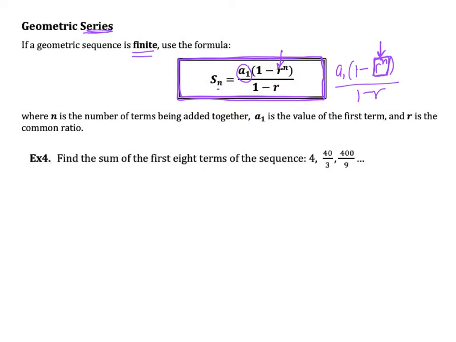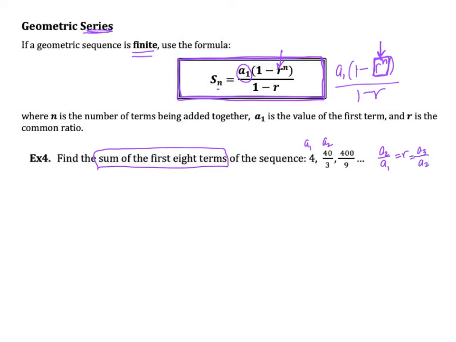So example 4 has a sequence. It says find the sum of the first 8 terms of this sequence. So the first term is 4, the second term is 40 over 3, the third term is 400 over 9. So it's clear that we're not adding by the same number over and over, so then we must assume that it's geometric. If it's geometric, we find the common ratio by taking a sub 2 divided by a sub 1. Or we take a sub 3 divided by a sub 2.